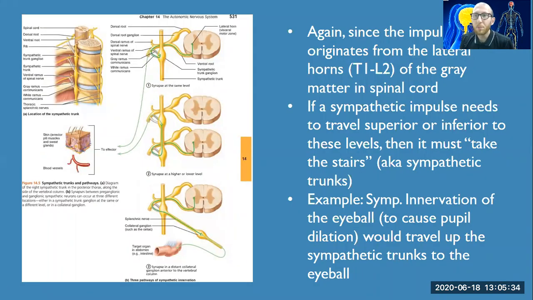Here are a few examples. When you get to physiology, you're going to look at each of these more specifically. For now, we want to know the different parts of the anatomy that that neuron or these neurons would travel to, and a few different options. So again, remember, it synapses out in the sympathetic ganglion or the sympathetic trunk, and then it can go back the same level, or it can travel down, up, or even out towards an organ.